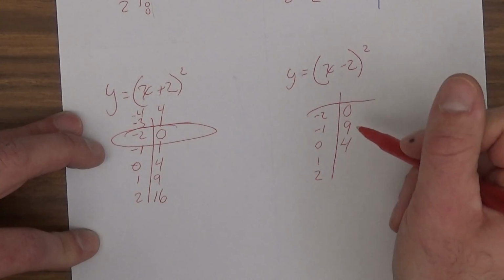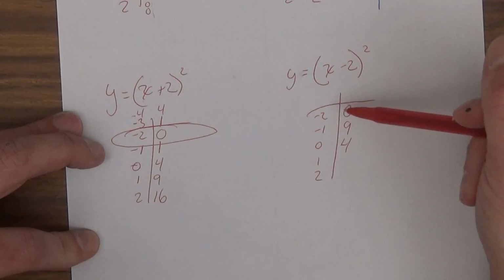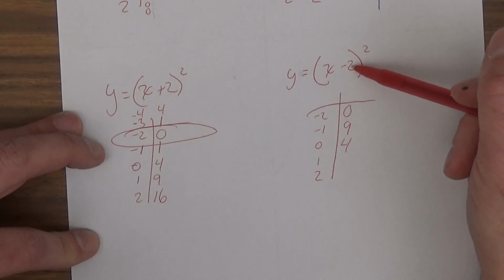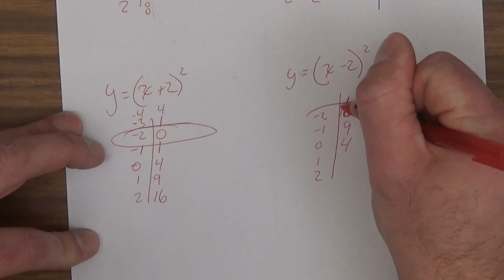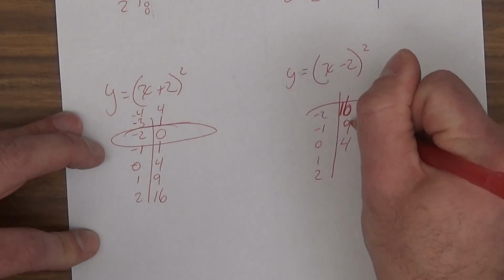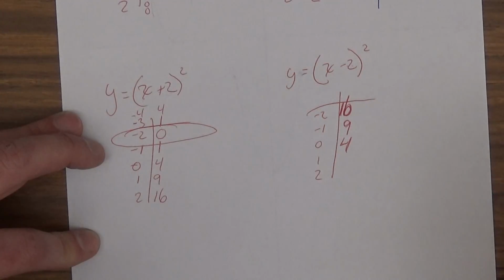Everybody notice that? I did that wrong. Negative 2 minus 2 is negative 4. This is 16. Yeah, Dylan, I know. I did it wrong. You got me. Good catch. Okay? All right.